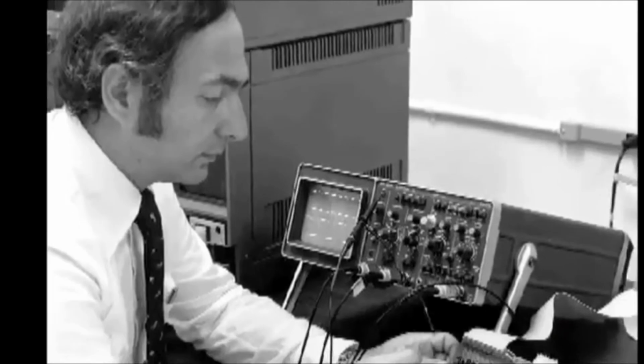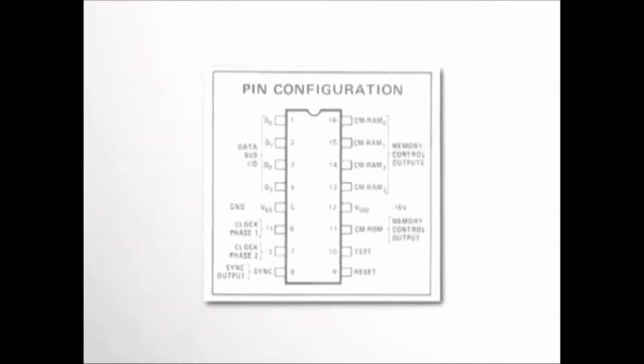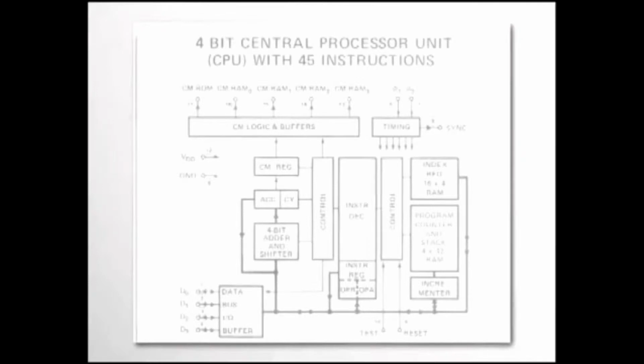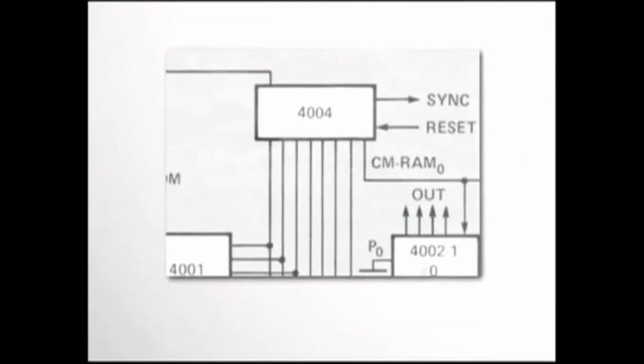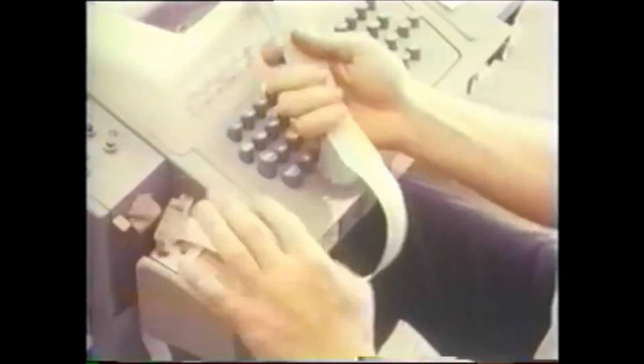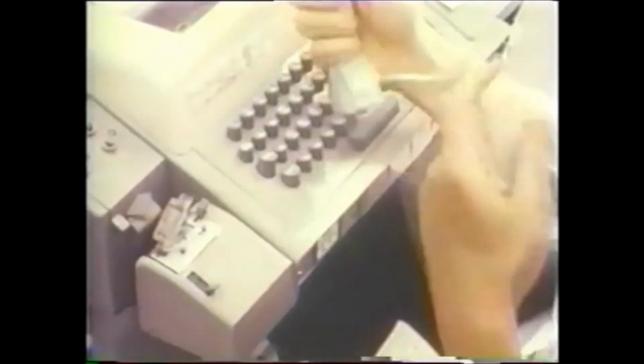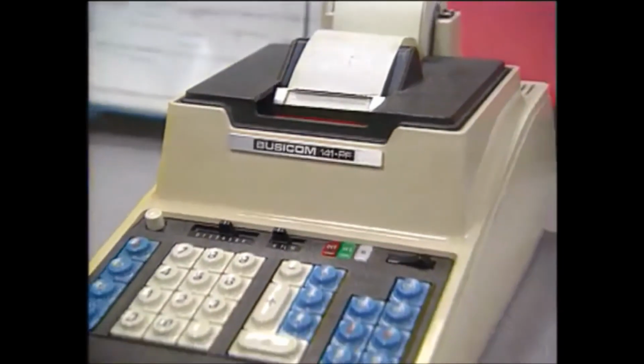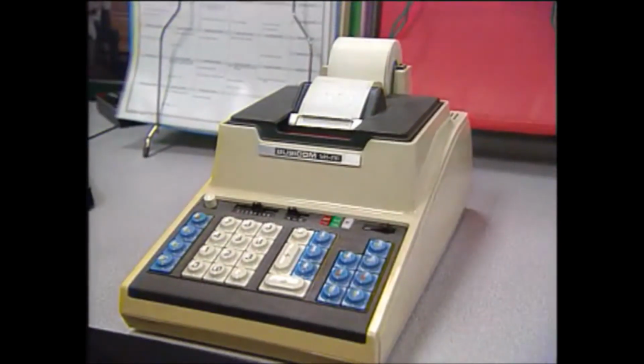Ted Hoff, with the help of Stan Mazor, was able to define an architecture for a CPU that was much simpler and faster than what the customer wanted. The customer wanted a CPU that was special purpose and was supposed to be integrated into 3 separate chips. By using dynamic memory instead of shift register memory, Ted Hoff was able to reduce the complexity of the CPU so that he felt that it could be built in a single chip.